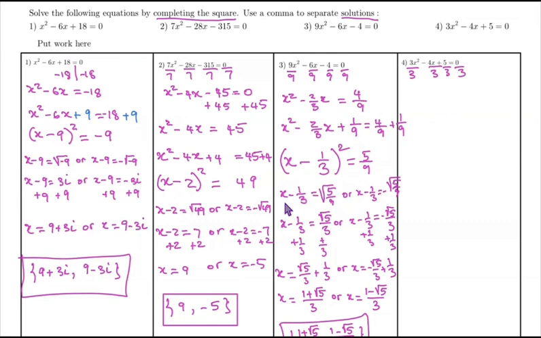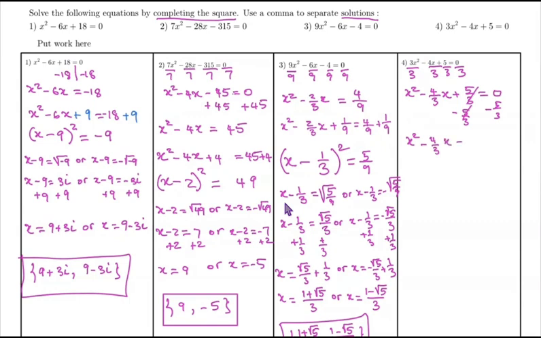So we have this new equation that is x squared minus 4/3 x plus 5 over 3 equals 0. Now let's isolate the constant. So we're going to subtract 5 over 3 on both sides. So that is x squared minus 4 over 3x equals negative 5 over 3.